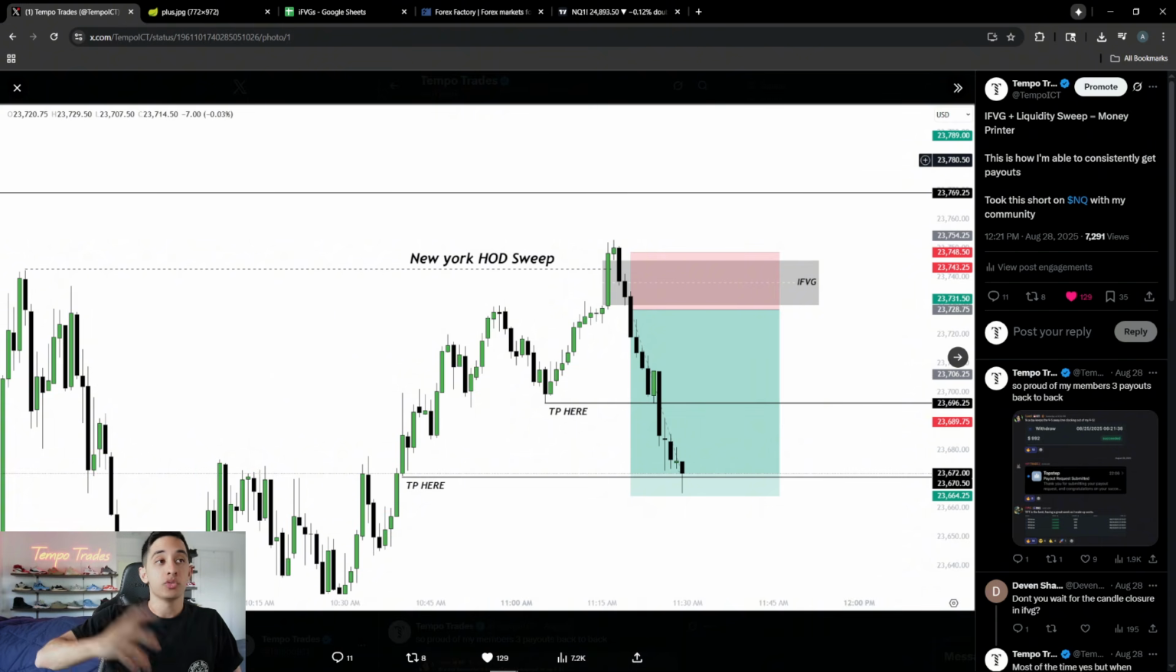Once those levels sweep, you look for that reversal pattern, and that's exactly what I did right here. You had that high sweep. I'm looking for shorts. I enter short on the inverted fair value gap, targeted those swing lows down there. I had a great August, man.